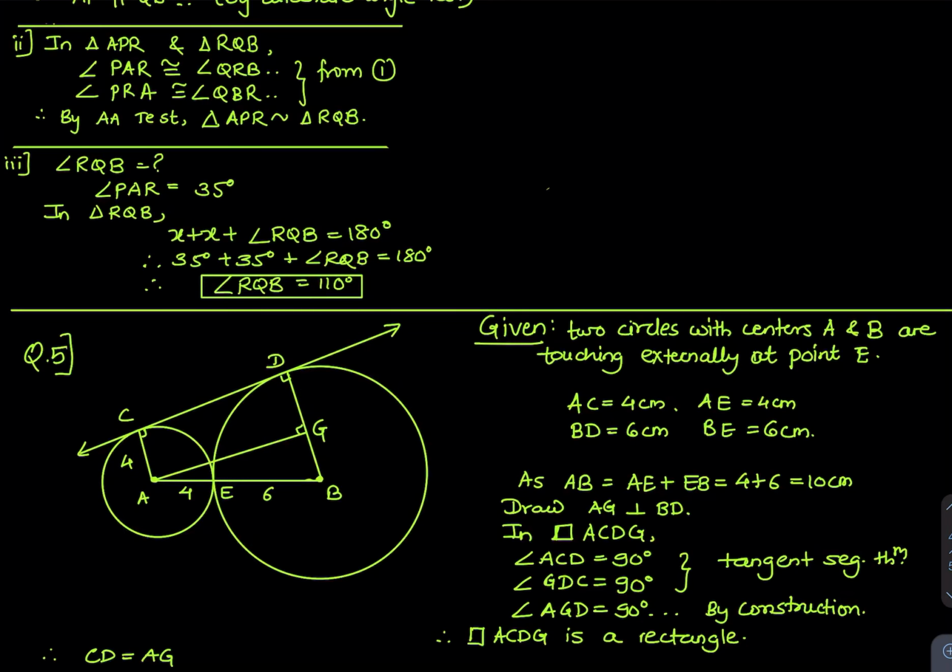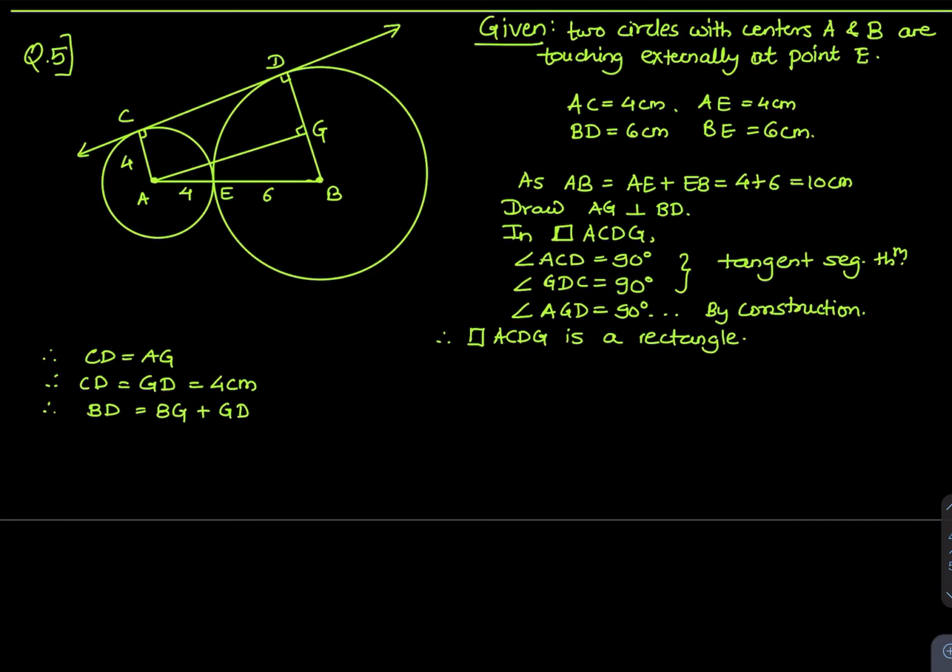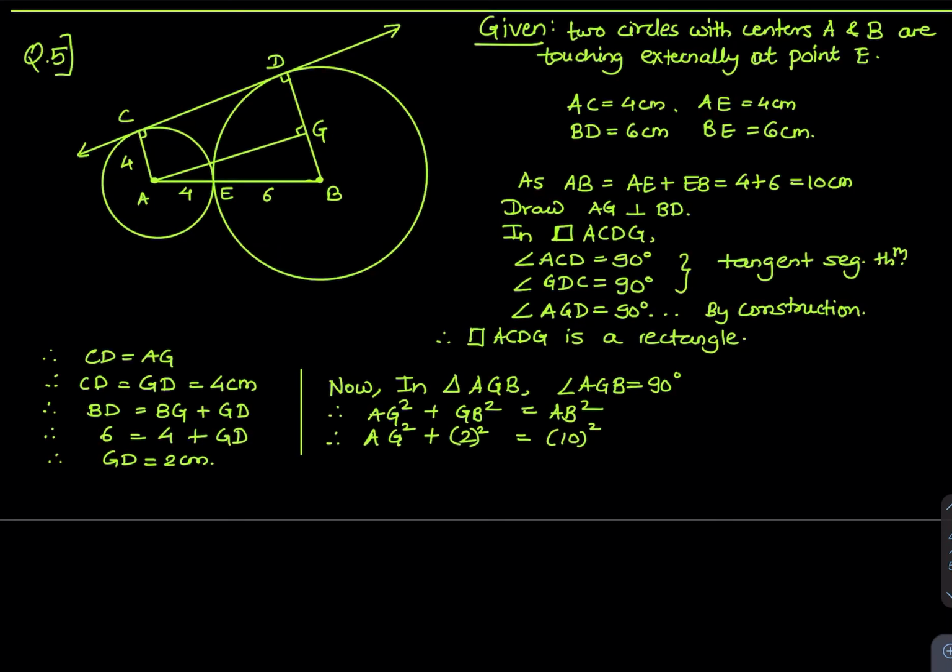Next, BD will be BG plus GD. So now BG will be 2 centimeters. Now in triangle AGB, one angle is 90 degrees, so this is a right angle triangle, and now we will use the Pythagoras theorem. So AG square plus GB square is equal to AB square. Then putting the values, we get AG square equal to 96. So AG is the square root of 96, which is 4 root 6 centimeters.